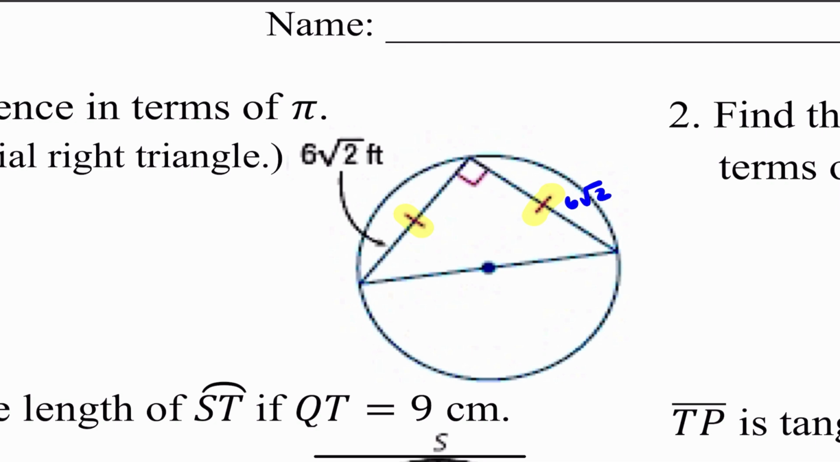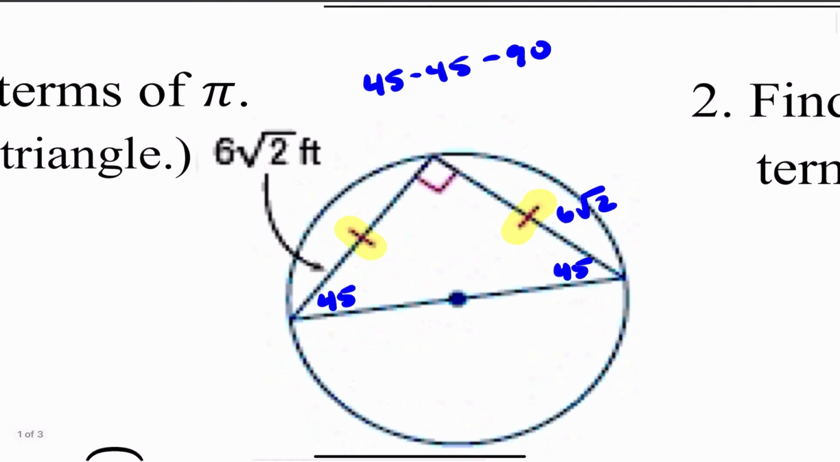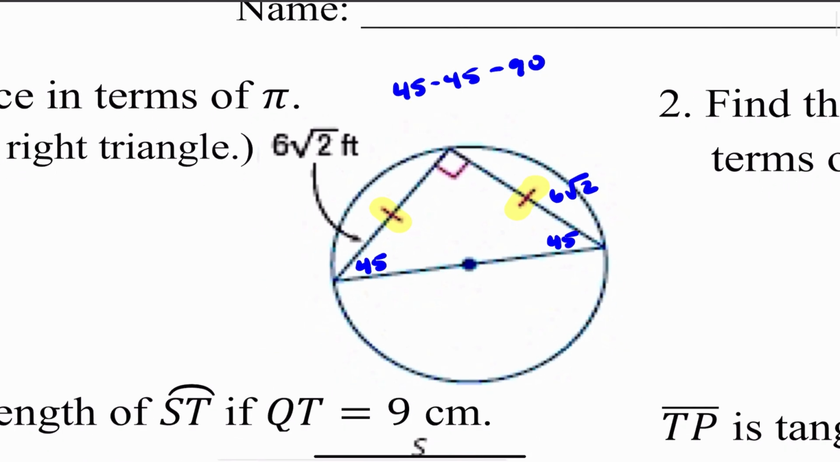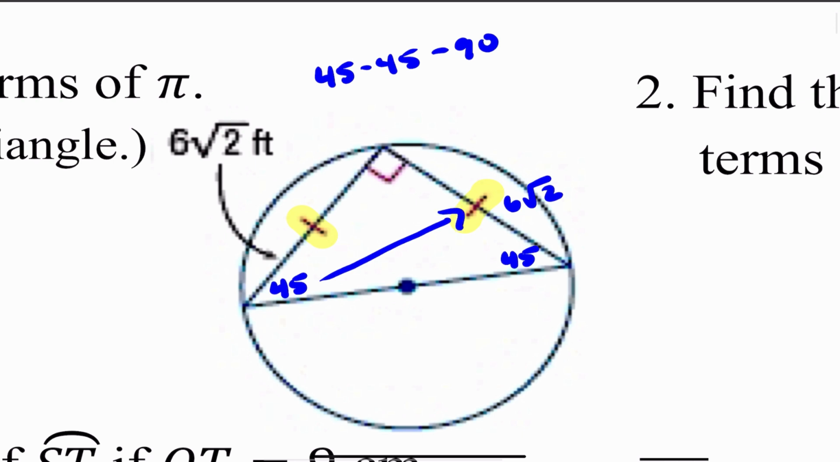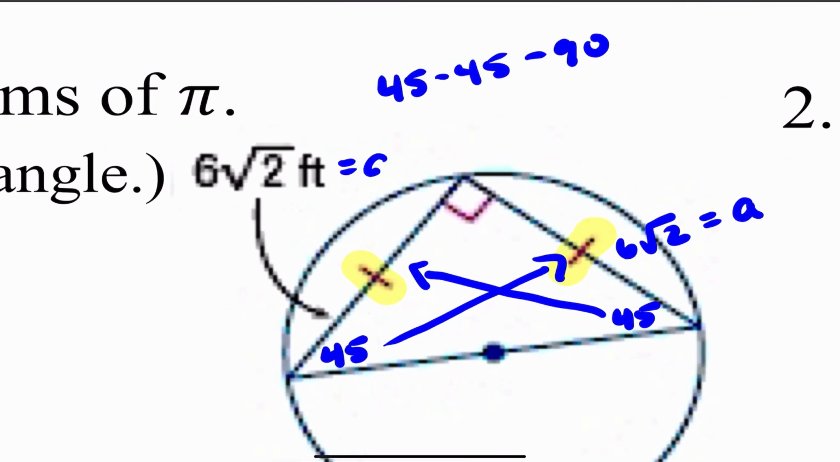Well, because we have an isosceles right triangle, meaning that we have 2 sides that are congruent, and also it's a right triangle here, we're going to be using 45-45-90. So that means that this angle here is 45, this angle here is 45, and then we have our 90 already drawn out for us with that square. So what I'm going to do now is I'm going to label. Across from 45 degrees, 6 root 2 is equal to A. Across from 45 degrees here, this 6 root 2 is equal to A.